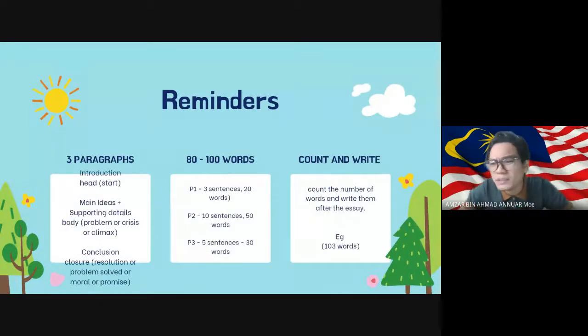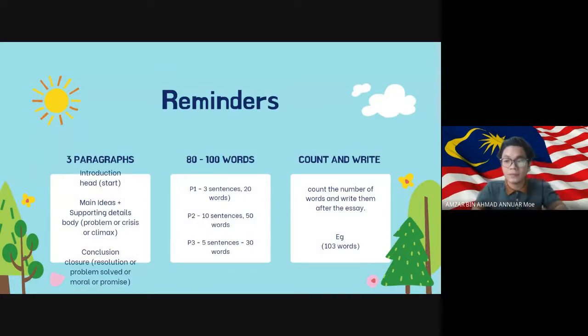Setting tu ingat tak apa? Dah pernah bagi tahu dah kan? Setting ada 2. One is setting of place and the other is setting of time. This is where you introduce the time when it happened. Okay, maybe it happens now, maybe it happens in the future, maybe it happens in the past. Depend on your stimulus.